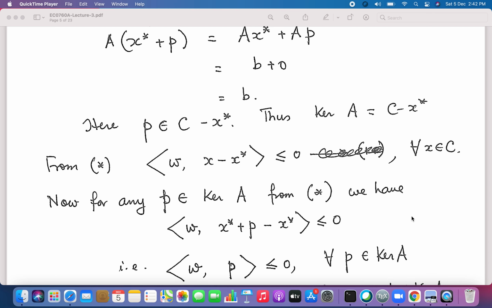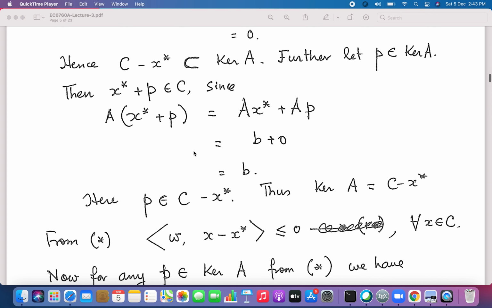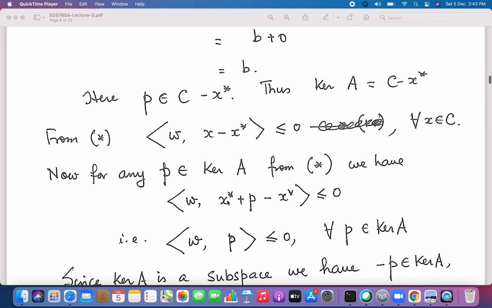This simply means, now we already have the inner product of W with x minus x star is less than or equal to 0 because W belongs to the normal cone to C at x star. Now instead of x, because x is in C, and you know that x star plus p is also in C for any p in the kernel of A, put x to be this particular vector x star plus p, where p is in the kernel of A, where now you will have the inner product of w and p less than or equal to 0 for all p in the kernel of A.